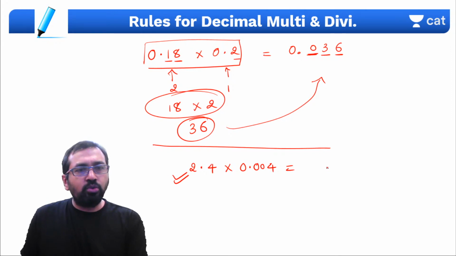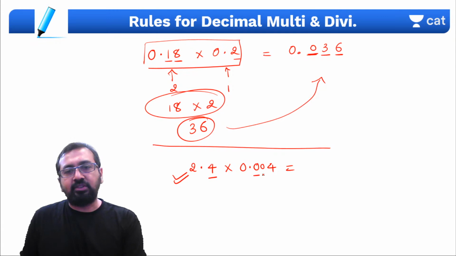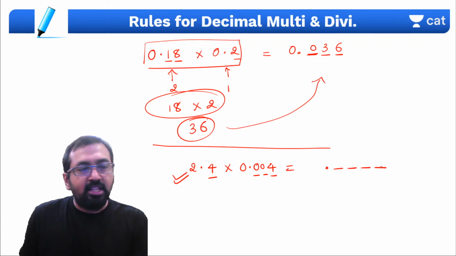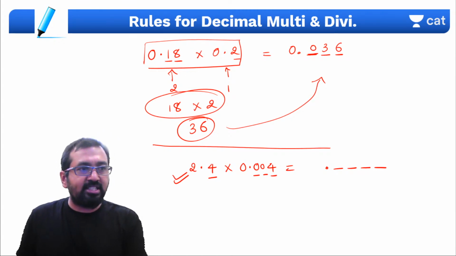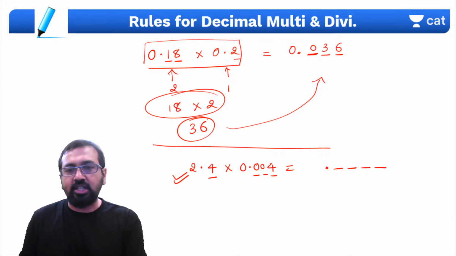Right, so just follow the rules that I mentioned. There is one digit over here, there are 3 digits over here. So in our answer, there should be total 4 digits after decimal. Swayam, Srijan, both of you have got the correct answer.